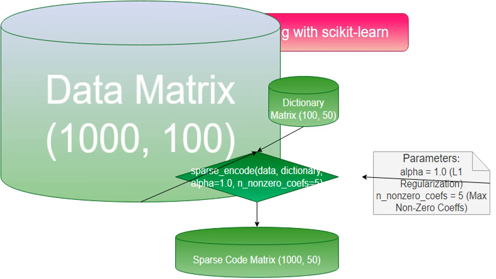I'm using scikit-learn's sparse function. I'm giving it my data, a dictionary, and setting the L1 regularization strength, ALPHA, to 1.0. I also want at most 5 non-zero coefficients per data point, NNONZEROCOEFS. This function will find a sparse representation of my data using the dictionary.